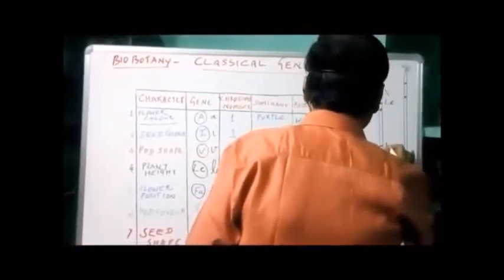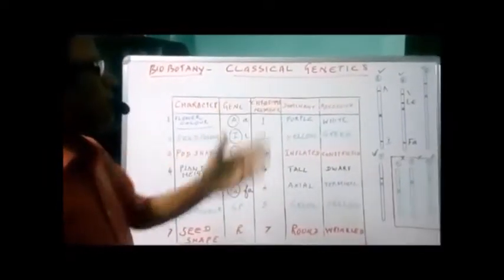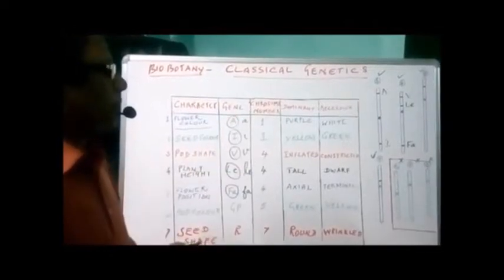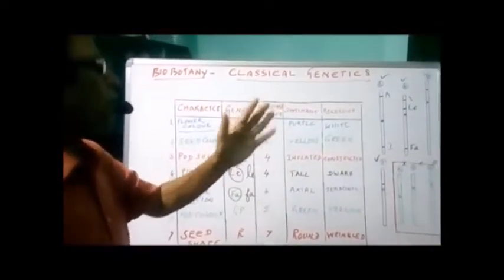Now this is what is called FA. I am taking only the dominant gene. So we have the genes for the pod shape, the height of the plant, and also the position of the flower in chromosome number 4.